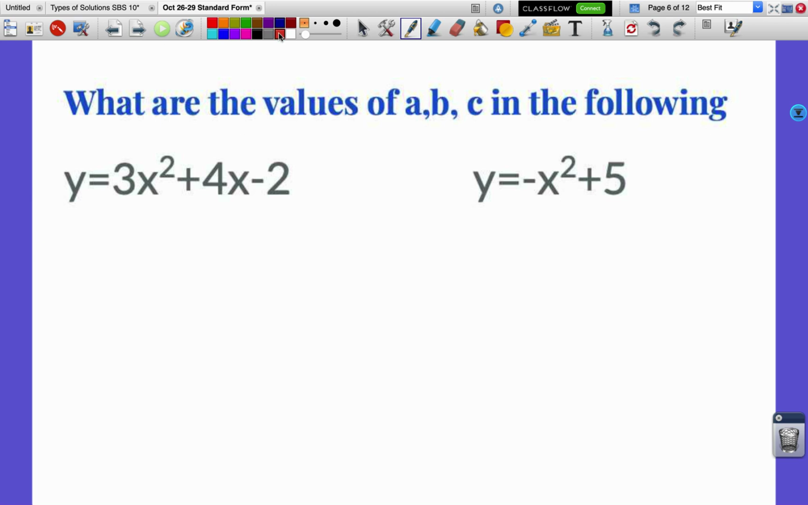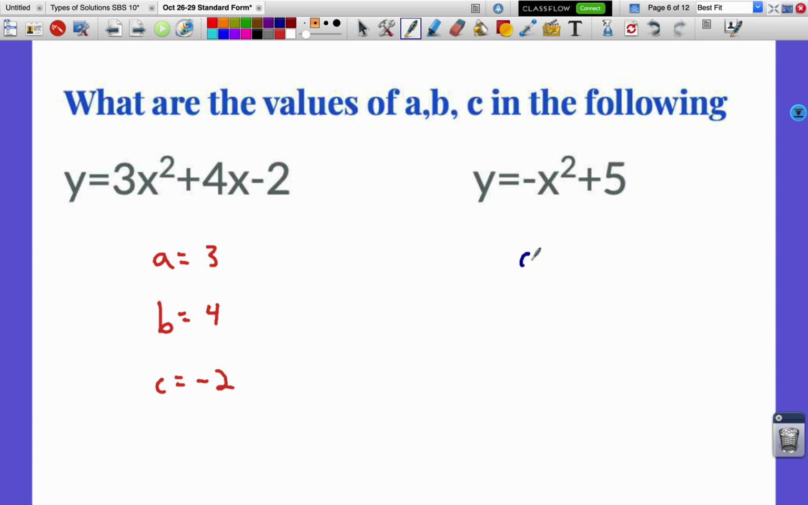So these are both already in standard form. Let's just write down what A, B, and C are for each of these. All right, A is the coefficient on the x squared term, so 3. B is the coefficient on the linear term, so 4. And C is the constant. I see a -2, so the constant is that whole thing, the -2.